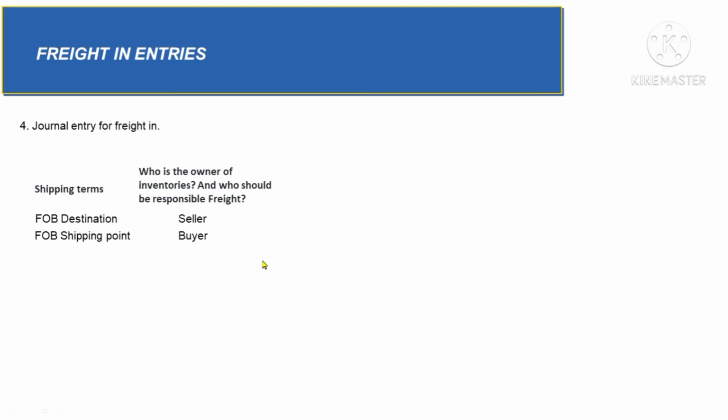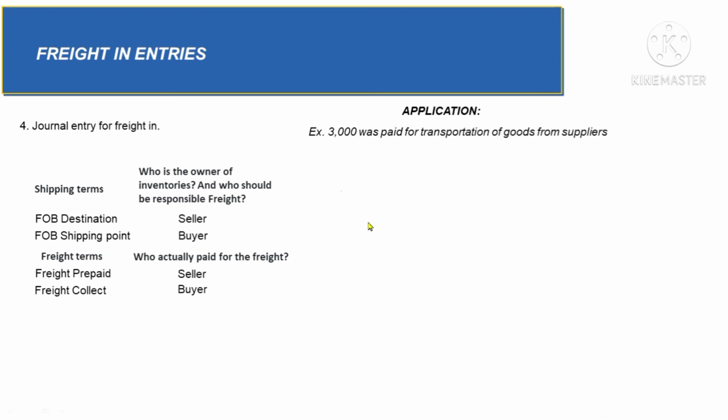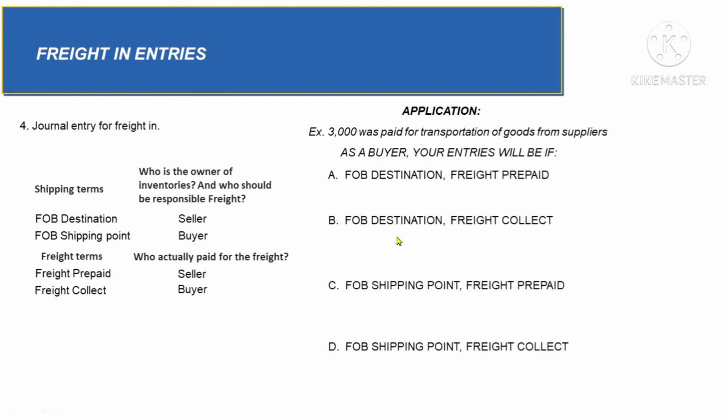The freight terms, on the other hand, actually gives you an idea as to who actually paid for the freight. If freight prepaid, then that means the seller paid for the freight. But if freight collect, then you as the buyer is assumed to have paid for it. Now, let's apply this to our example. So we have here 3,000 was paid for the transportation of goods from the suppliers. The entry is again dependent on these four possible combinations.